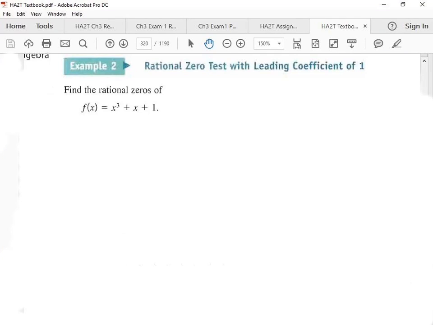Hey, so we're going to do this one. And this one is a super simple one. We're going to find the possible rational zeros for this. I wish they would say "possible" in front of this. Possible, because not all of them are going to be zeros.